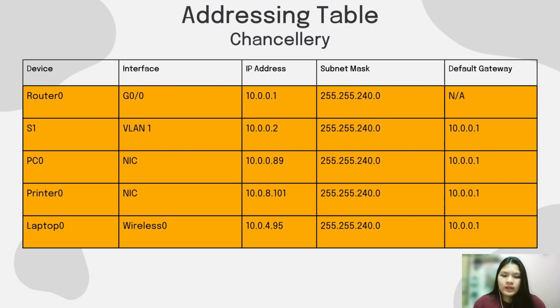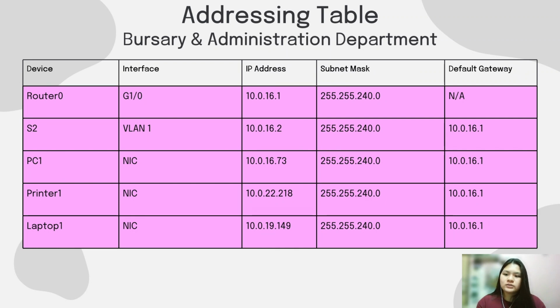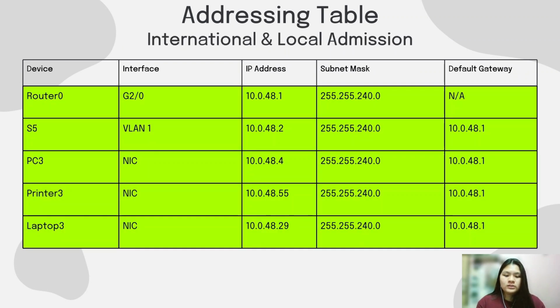For each type of device, we assign the first IP address within the address range assigned for each type of device. The next slide shows the assignment of IP addresses for devices in the Bursary and Administration Department. And this is the addressing information for the International and Local Admission Department.